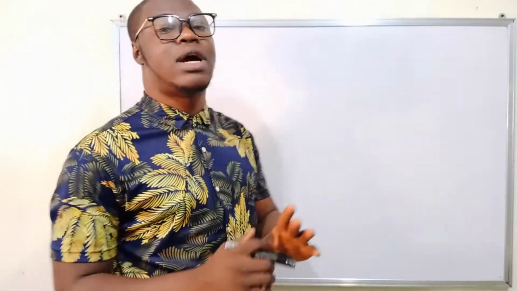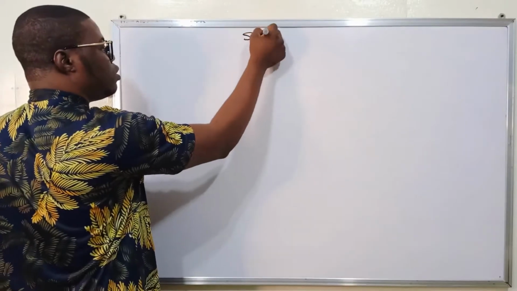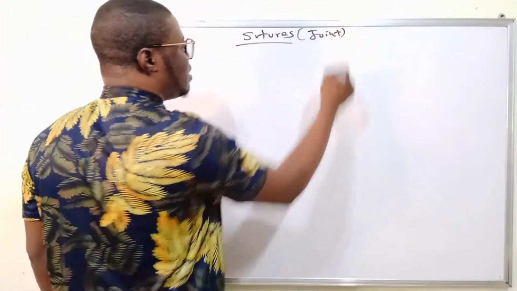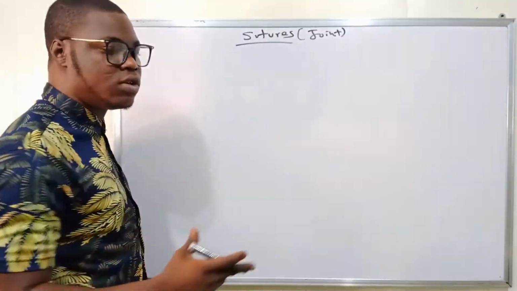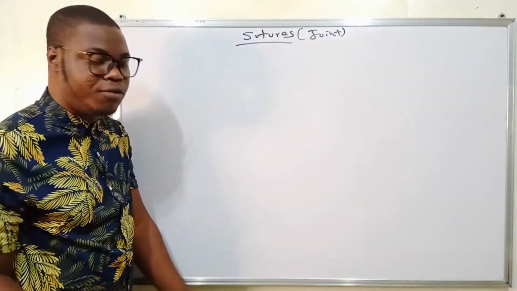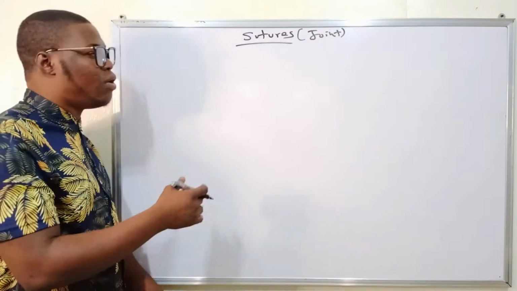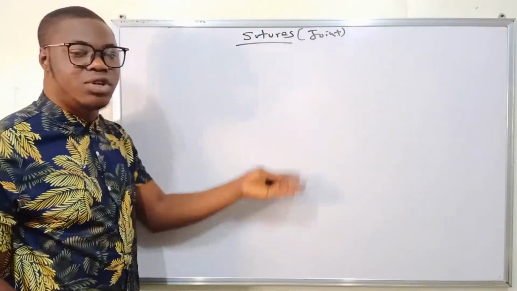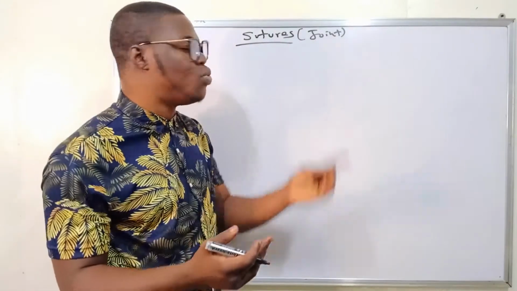Yeah, welcome back. Now we're talking about the sutures of the skull. Sutures are just like joints. We have four sutures in the skull. Now, what are those four sutures? We said sutures are some kind of joints, and joint is from the word join.